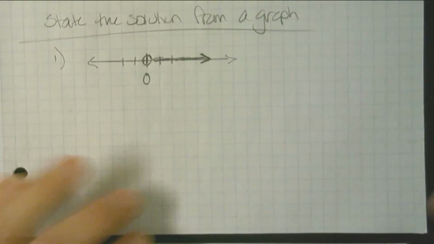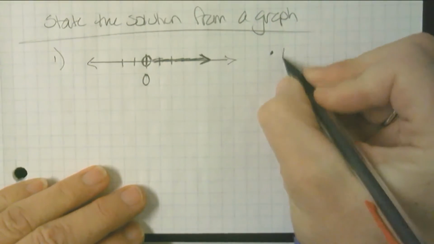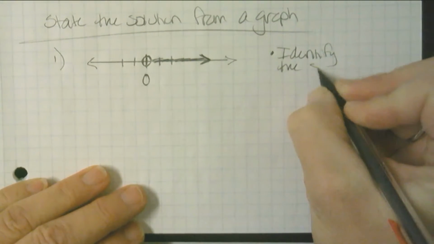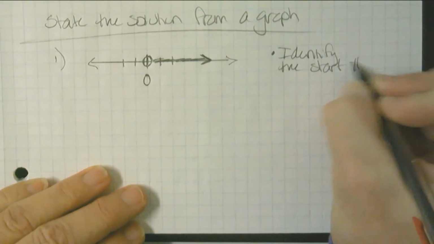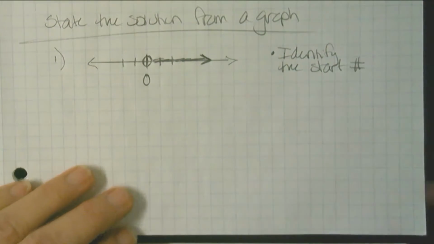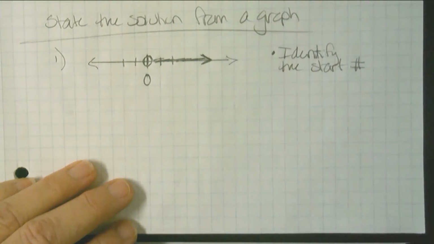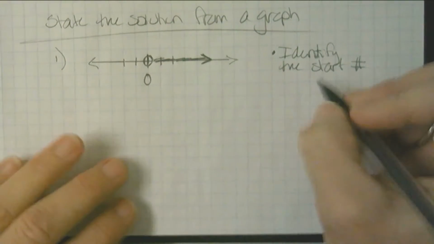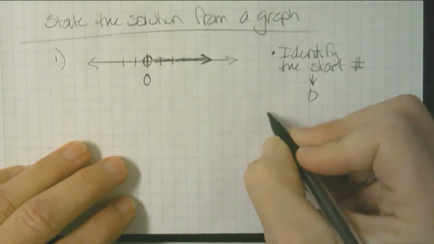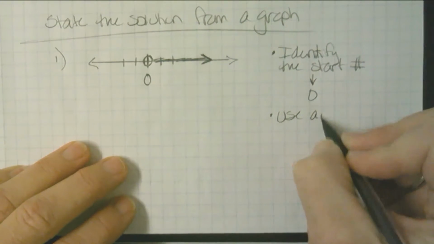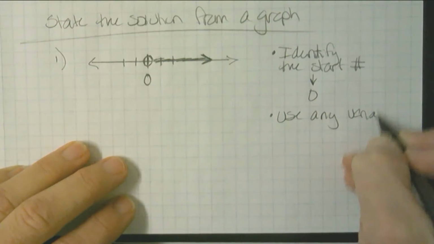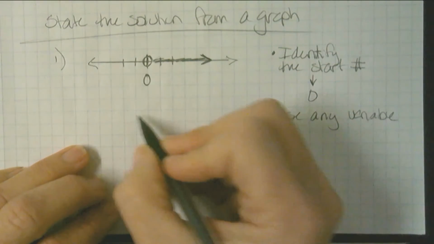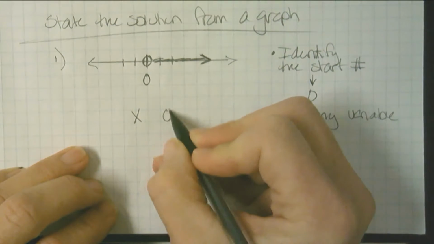All right. So the first thing I want to do is identify the start number. So in this example, what is my start number? Romano? 0. All right, then you can use any variable you want. All right, so I'm going to do x, and then I'm going to do 0.